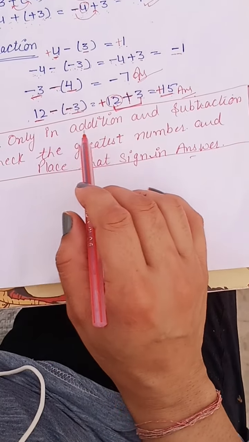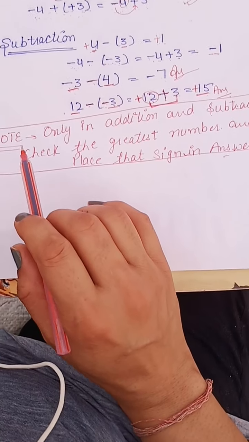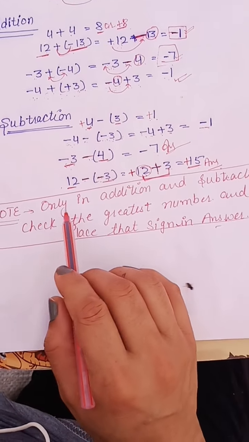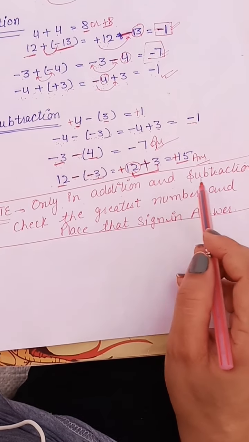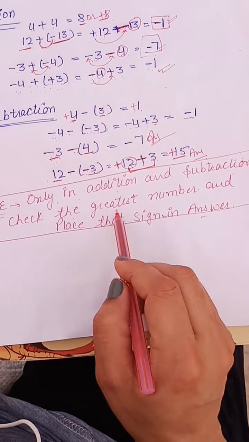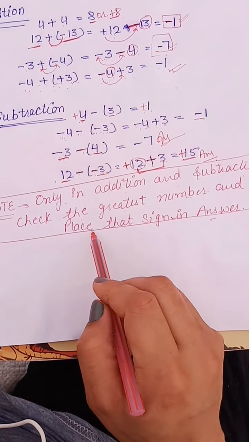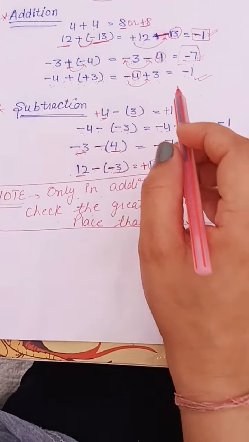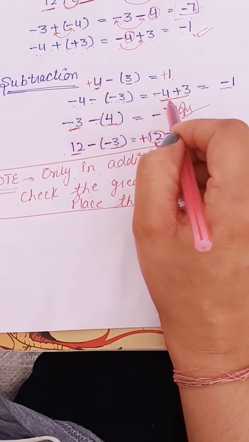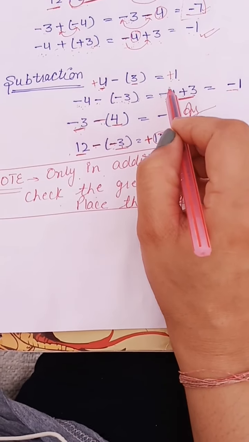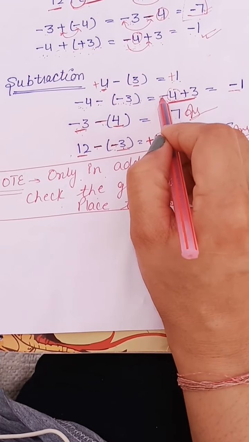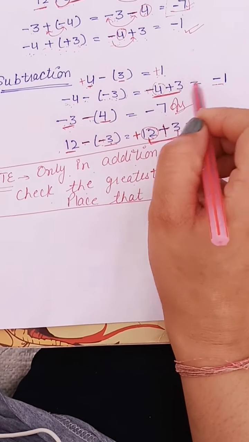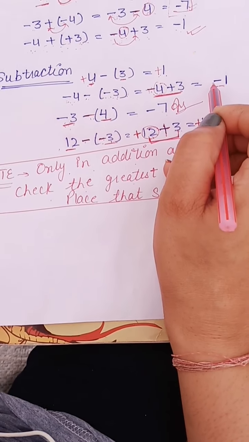Okay. Only in addition, here is one note I had given to you. Only in addition and subtraction, check the greatest number and place that sign in the answer. What we did, what you will check, like this question was 4 and 3, 4 is greater, what sign is in front of 4? Minus, then you can place this minus into the answer.